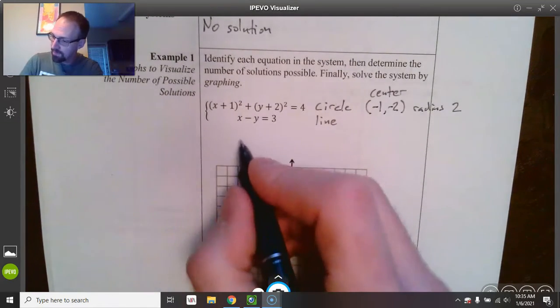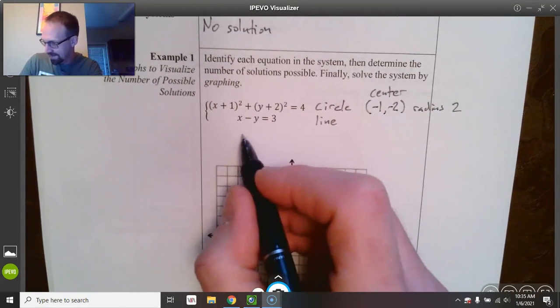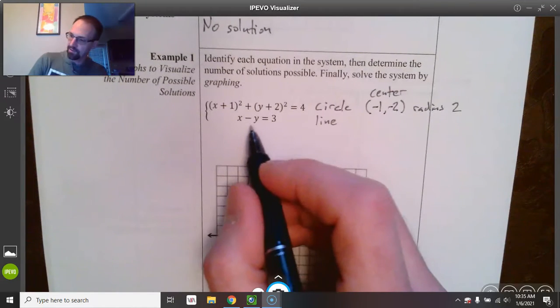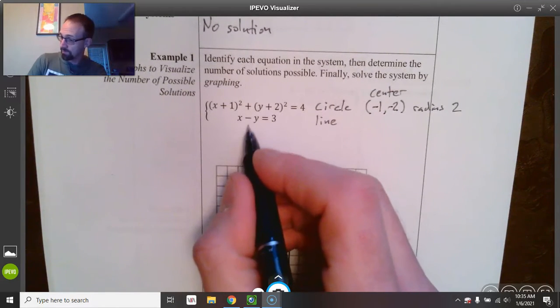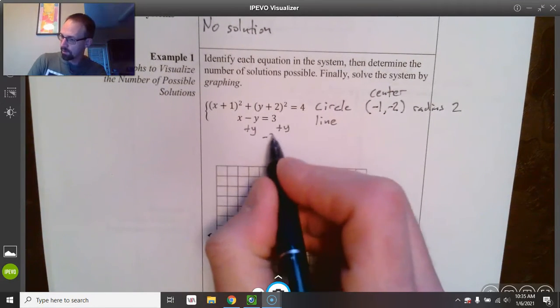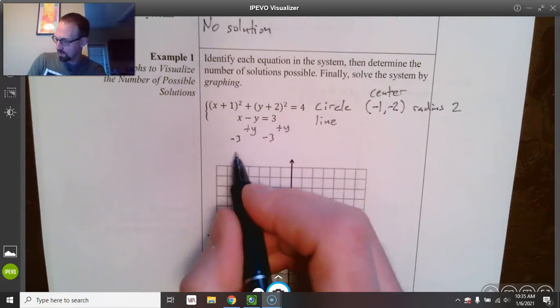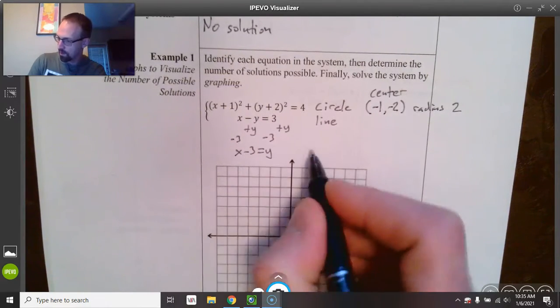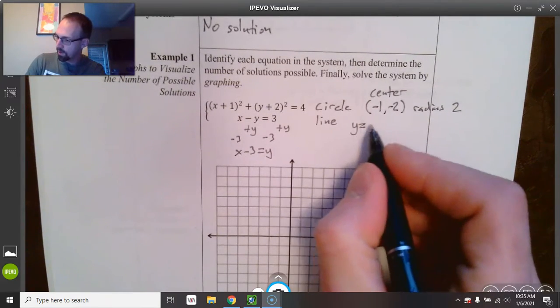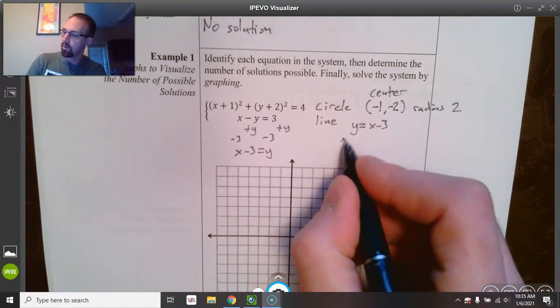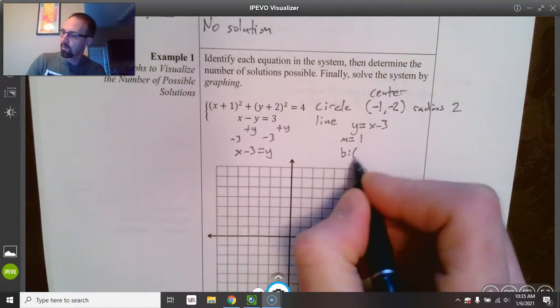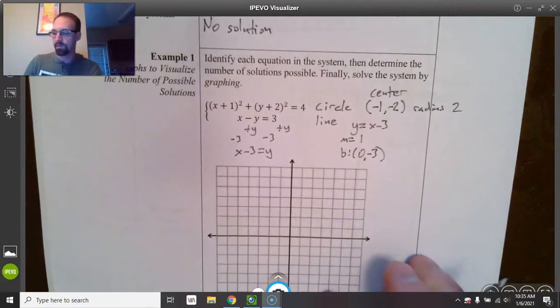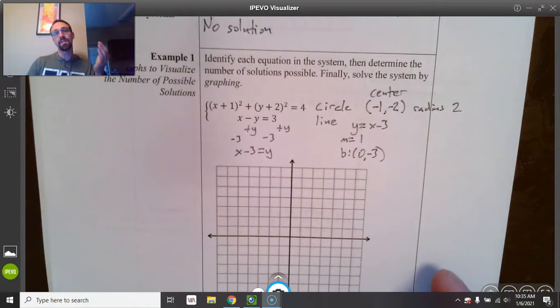And this equation of the line, so let's see, actually I think it's easier if I just add y on both sides and then subtract 3. So if I add y, subtract 3, that gives me x minus 3 equals y, or y equals x minus 3. So my slope is 1, and my y-intercept is at 0, -3. So if I think about this, this is going to have 0, 1, or 2 solutions. Let's go ahead and find the solutions by graphing.